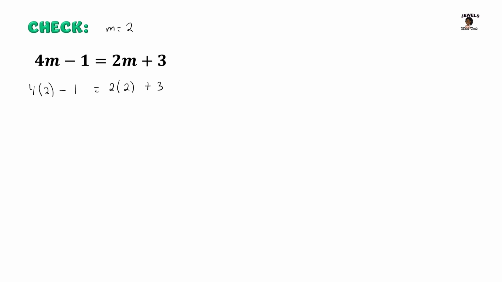So now we're going to simplify firstly the left-hand side of our equation. So 4 times 2 is equal to 8. And 8 minus 1 is equal to 7. And remember that we need the right-hand side of our equation to also equal 7 to prove that our answer that we got for m is indeed the correct answer for our equation. So we're going to multiply 2 times 2, which will give us 4. And when 4 is added to 3, this would also equal 7. So that means that m equals 2 is the correct solution for our equation.